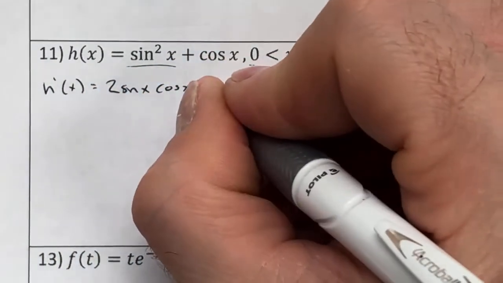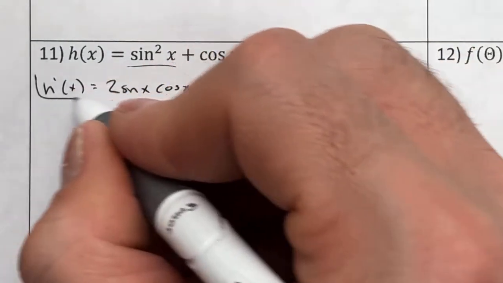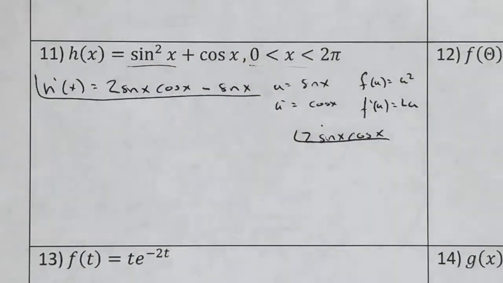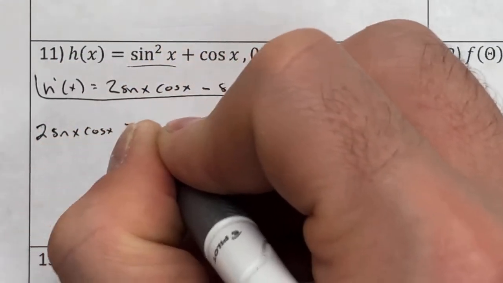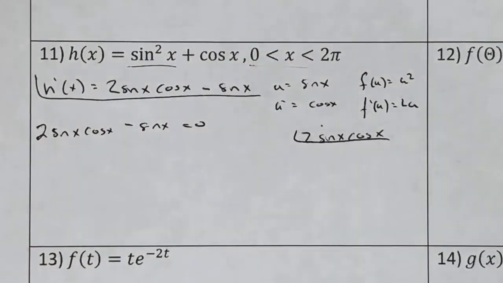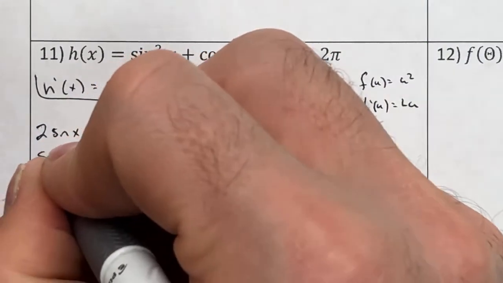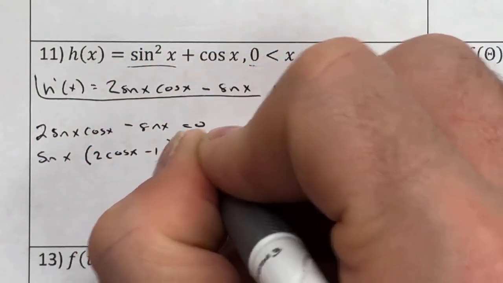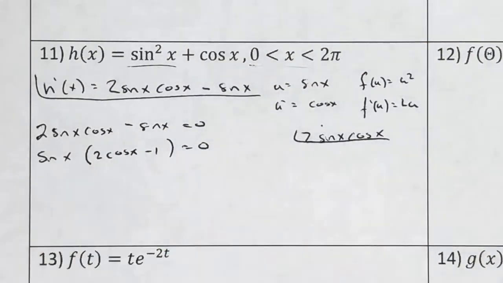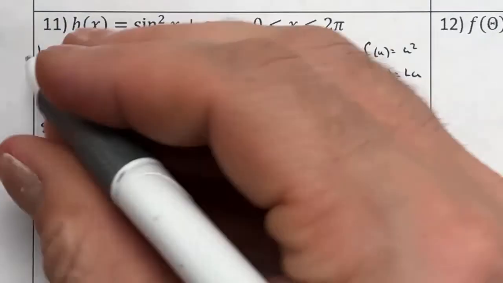The derivative of cosine of x is just negative sine of x. I'm going to take this derivative and set that equal to 0. So 2 sine x cos x minus sine x is equal to 0. Similar to a quadratic, I'm going to factor out a sine x. That gives 2 cos x minus 1 is equal to 0. So now I have two separate equations, or two possible values, sine and cosine, meaning there might be more than 2 solutions.